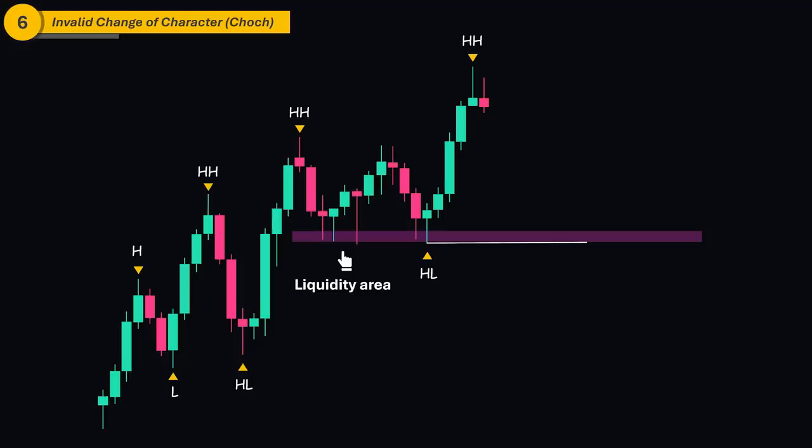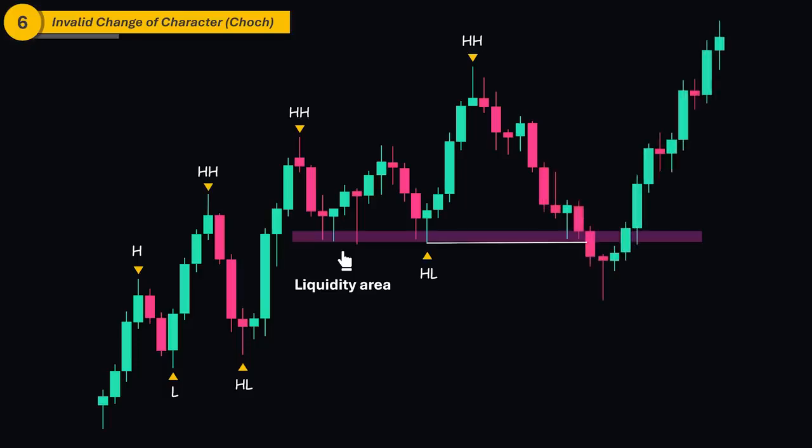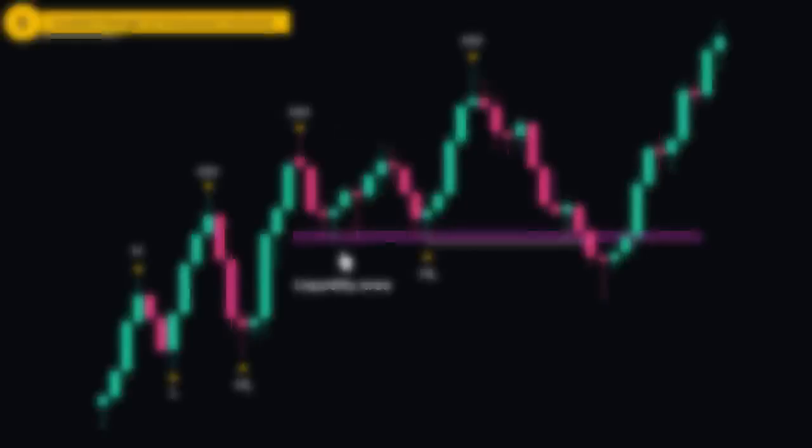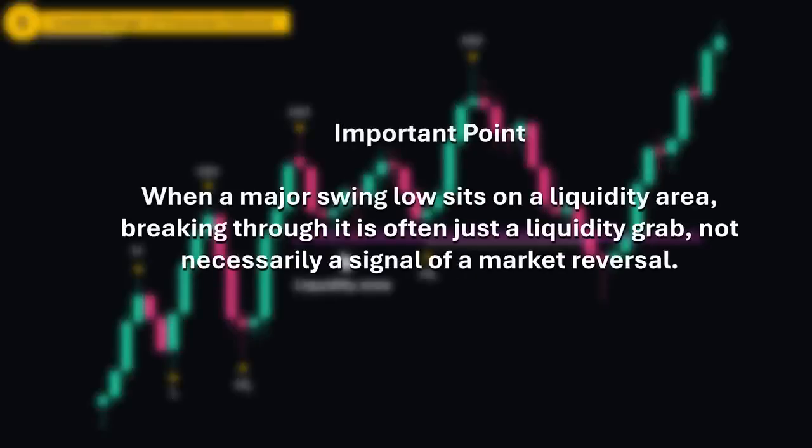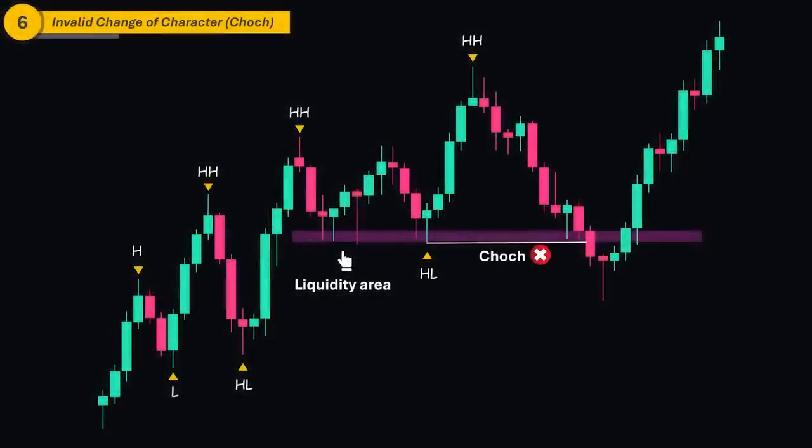Now, smart money knows this. To hunt these stop losses, they often push the price lower, sweeping the liquidity before driving it back up in the same bullish direction. Here's the key takeaway. When a major swing low sits in a liquidity hotspot, breaking through it is often just a liquidity grab, not necessarily a signal of a market reversal. In this context, we can't classify this break as a valid change in character.